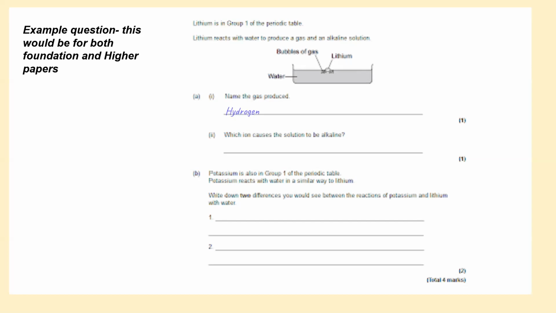Let me put the first answer. So we knew the gas was hydrogen, and then the ion is our OH minus. It's OH minus for our alkalis, and then we've got H plus for our acids, just throwing that in there.